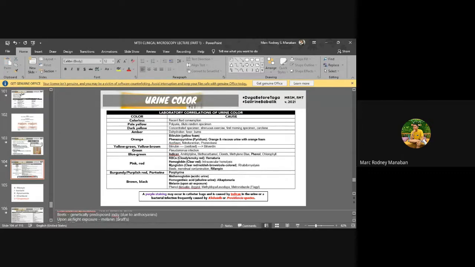And beets. Take note of that. It causes red urine in patients who are genetically predisposed. Meaning, if they eat beets, their urine turns red because of their genetics. The cause of this red color is anthocyanins. Anthocyanins are the pigment that causes red urine in patients who eat beets.